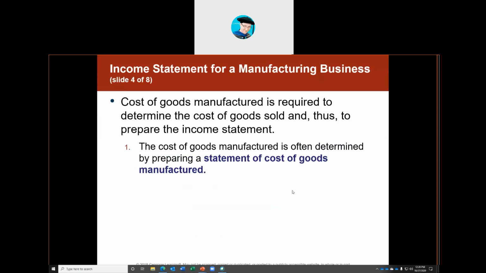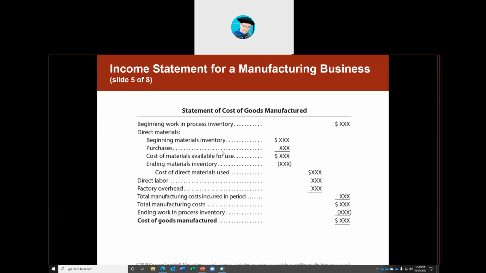Cost of goods manufactured is required to determine the cost of goods sold and thus prepare the income statement. The statement of cost of goods manufactured is one of those managerial accounting reports. And this tells us the cost of goods manufactured that is determined. Now here's an example of a statement of cost of goods manufactured.